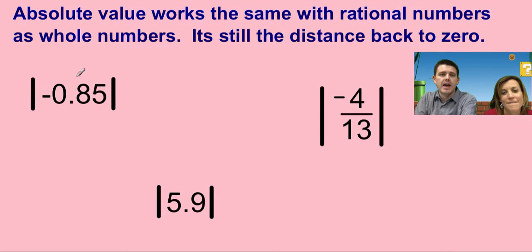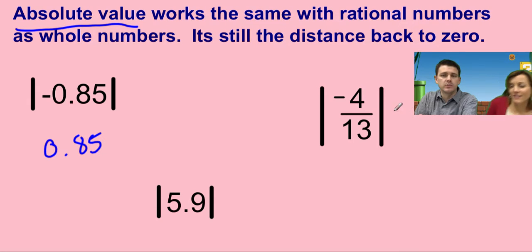Last piece, absolute value. Guess what? It works the exact same way as it does before. It's just the distance back to 0. Yep. Negative 0 and 85 hundredths is 85 hundredths away from 0. So its absolute value is 85 hundredths. You can take this one. We can leave it as a fraction.